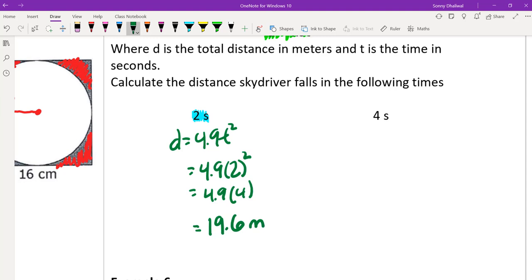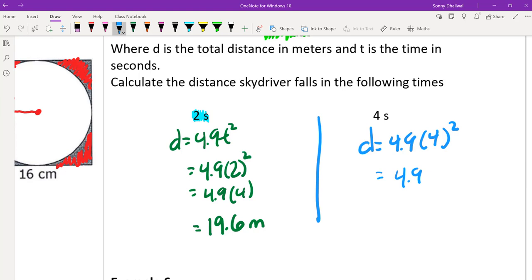You want to do it for 4 seconds? Wouldn't it just be double? Let's do it for 4 seconds. Quickly do it. You guys can do it. I'll write up the answer. Just make sure you come up with the right answer. 78.4. Right?